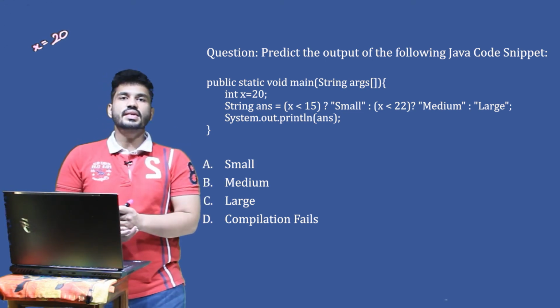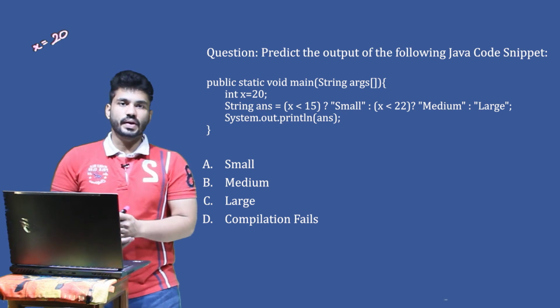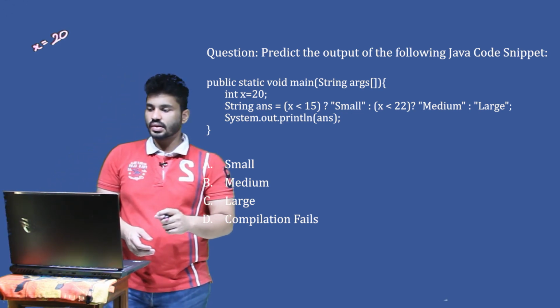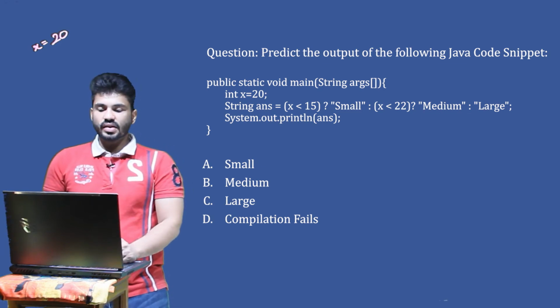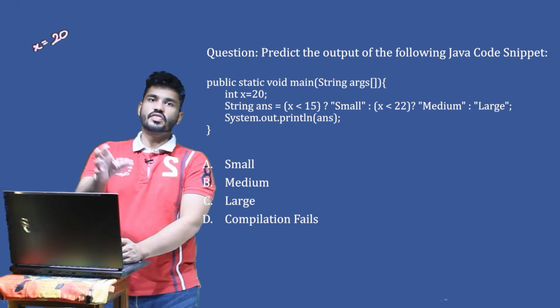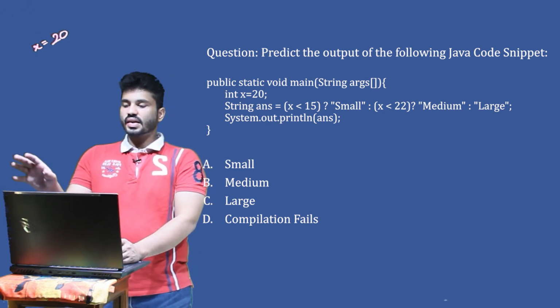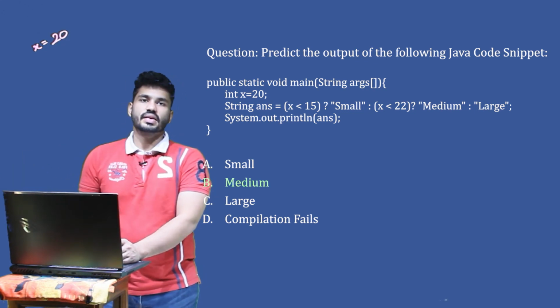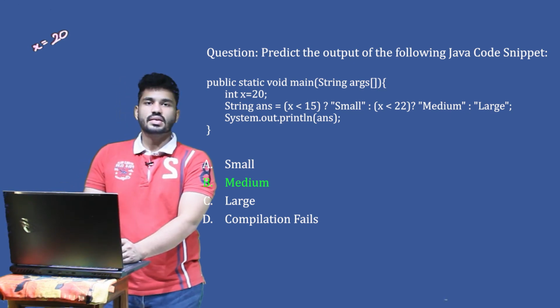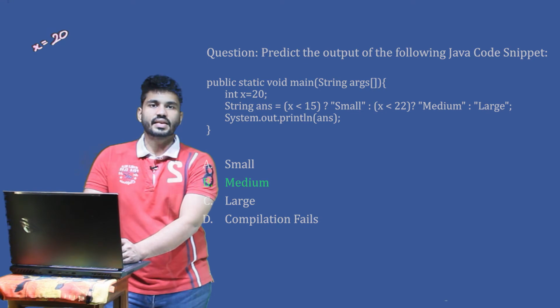In the second condition, we can see that there is another ternary operator. So this is an example of nested ternary operators. The next condition is x less than 22. This is true. So we will go to the first condition. So in the string answer, medium is stored. And in the next line we are printing the answer, so medium will be printed on screen.